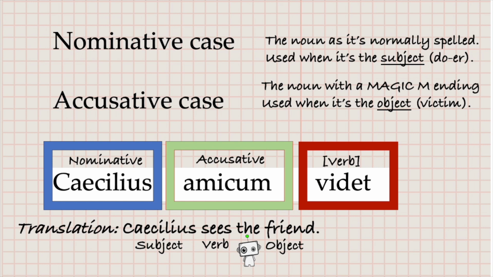Now last time around, we encountered these words, nominative and accusative. Nominative is the noun in its normal form, its normal spelling, like Caecilius. Accusative is the noun with a magic M ending, used when it's the object of the sentence, so amicum.